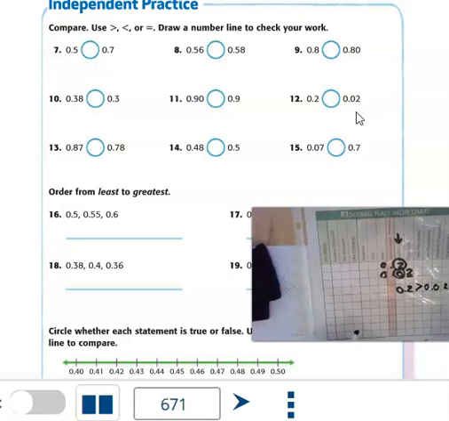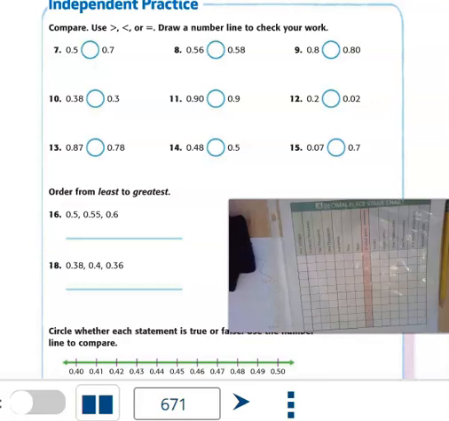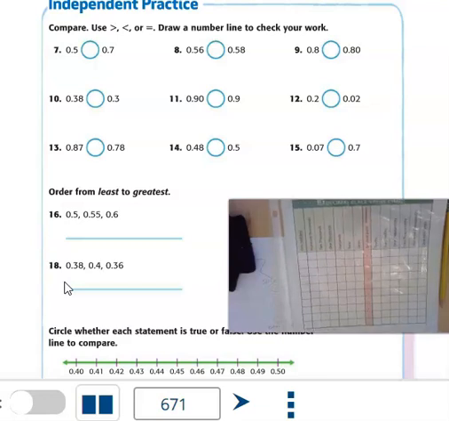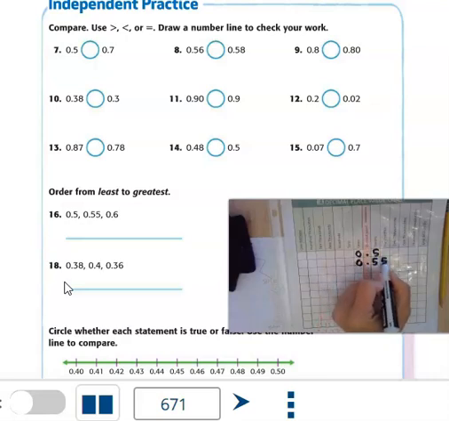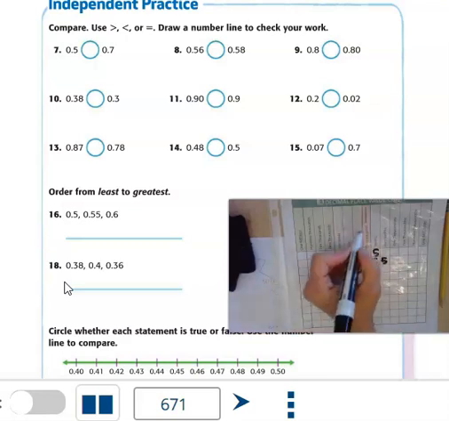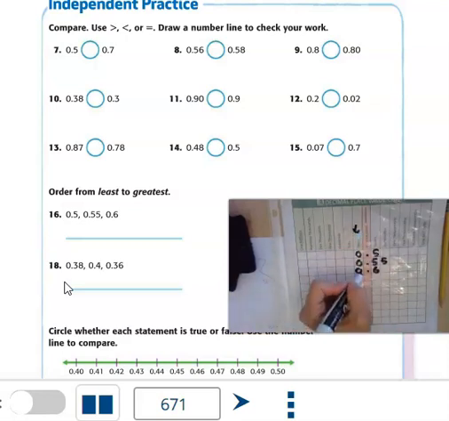And I want to look at one comparing or doing order least to greatest. Okay, so I'm just going to go ahead and do number 16. I looked over and there's none that are particularly more challenging than the rest, so I'll just start with 16. So the first thing is I'm going to fill them in my place value chart. So 5/10ths, 55/100ths, and 6/10ths. And again, since there's zeros in the ones place, that's not going to help me solve it.